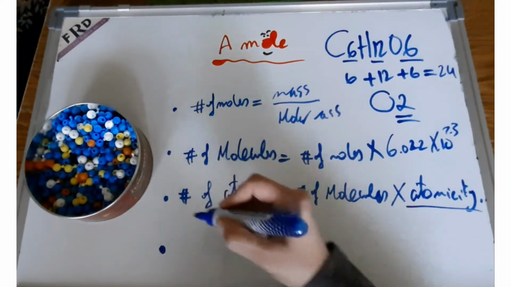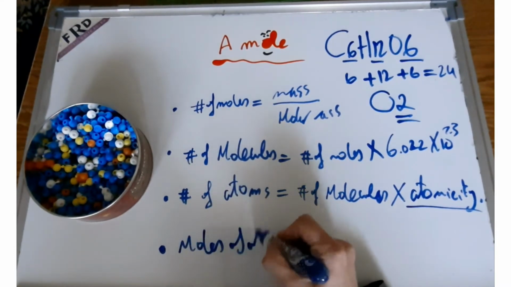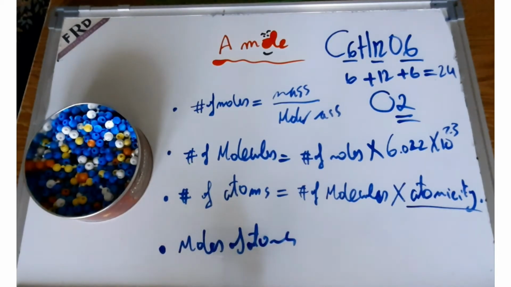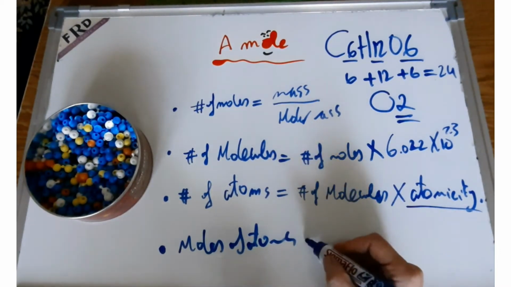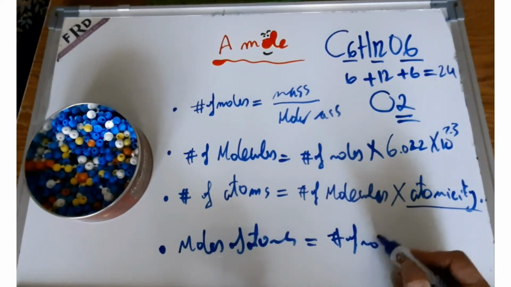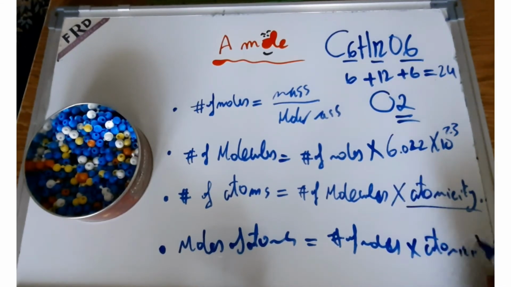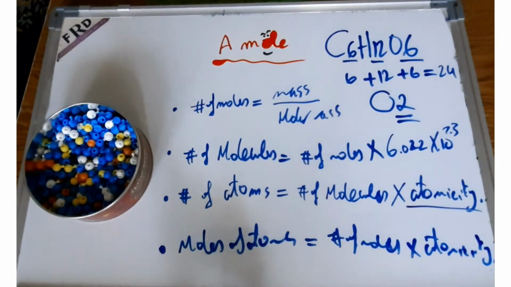Last rule, moles of atoms. How do we find moles of atoms? Moles of atoms equals number of moles times atomicity. So these 4 rules are very important for solving exercises.